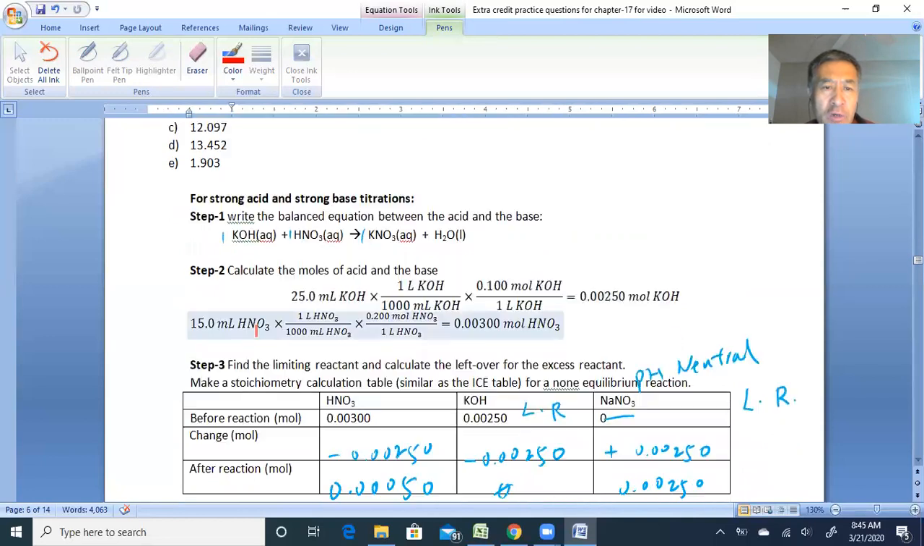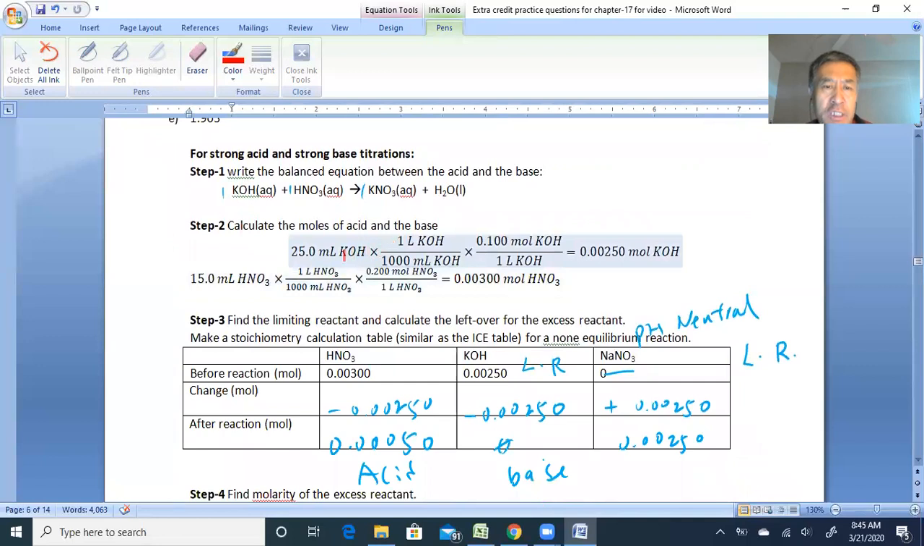So then we calculate the moles of the acid and base. We use our volume of the base, 25, converting 25 milliliter into liter using this fraction, then using this molarity fraction, we get the moles of the base. Do the similar conversion for the acid. So first milliliter into liter by using this fraction, then liter into moles by using the second fraction. So we have this many moles of our acid.